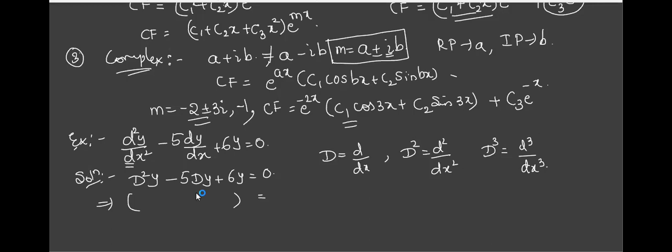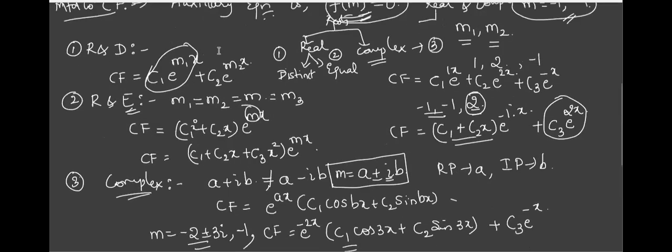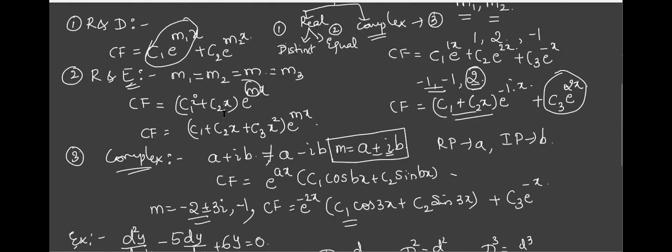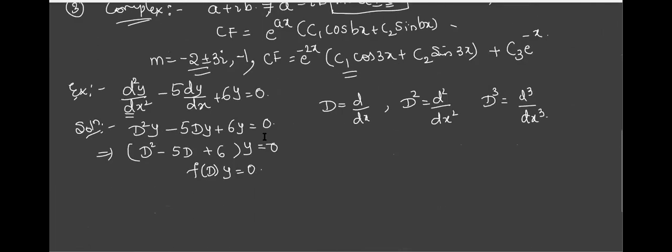Can you tell me what should be the next step? What do you observe here? In all the y terms, y is common. So what will remain here? If y is taken common, D square minus 5D plus 6. See, I'm comparing this with my equation f of D into y equal to 0. See this equation 1. Correct? So any differential equation can be written in the form f of D into y equal to phi of x. Now, can you tell me, is it homogeneous or non-homogeneous?